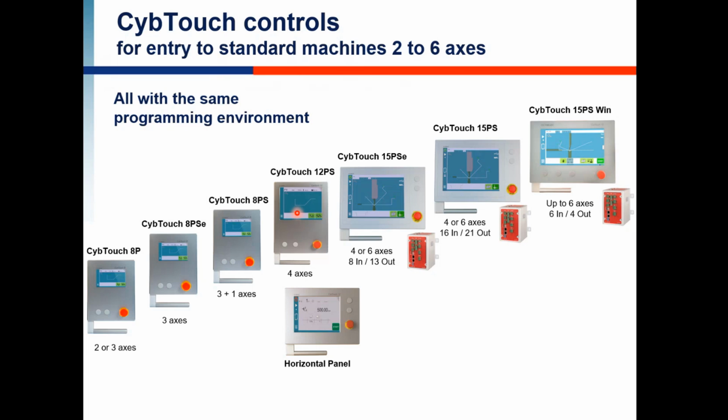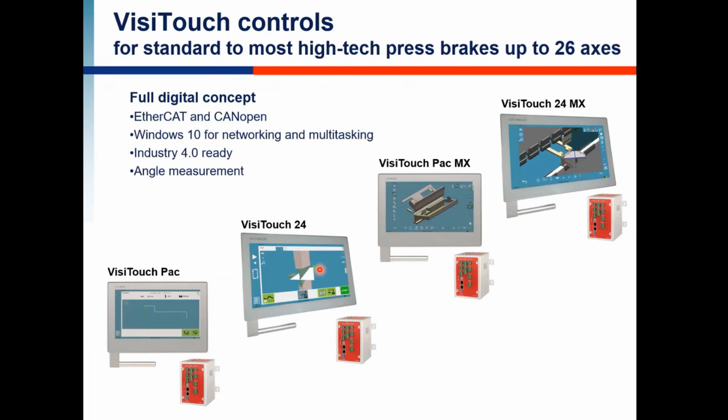Now we'll go to the VisiTouch range controller. So VisiTouch is our higher range controller. We currently have 4 models. The first will be VisiTouch Pack, then VisiTouch 24 with a larger screen, VisiTouch Pack MX with the 3D integrated in the software, and the VisiTouch 24 MX with 3D and a larger screen. So you cannot go higher than this one. There's no higher range controller than this.